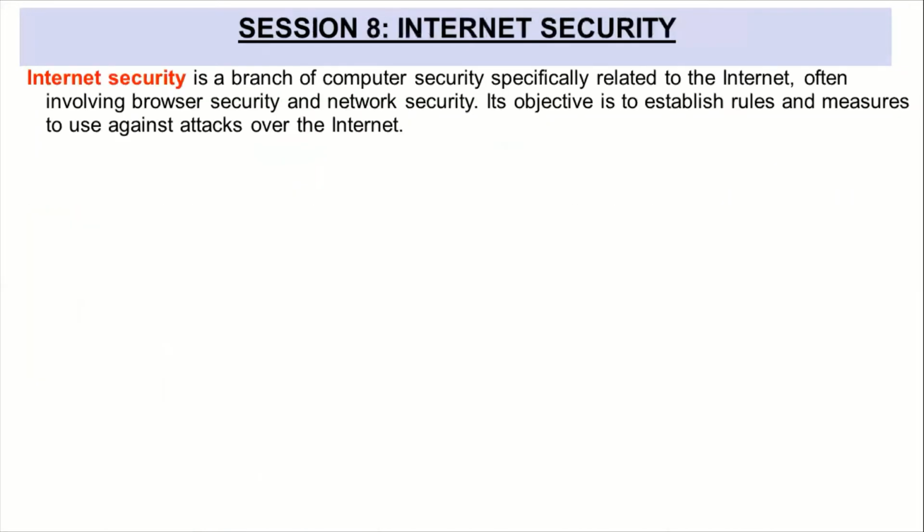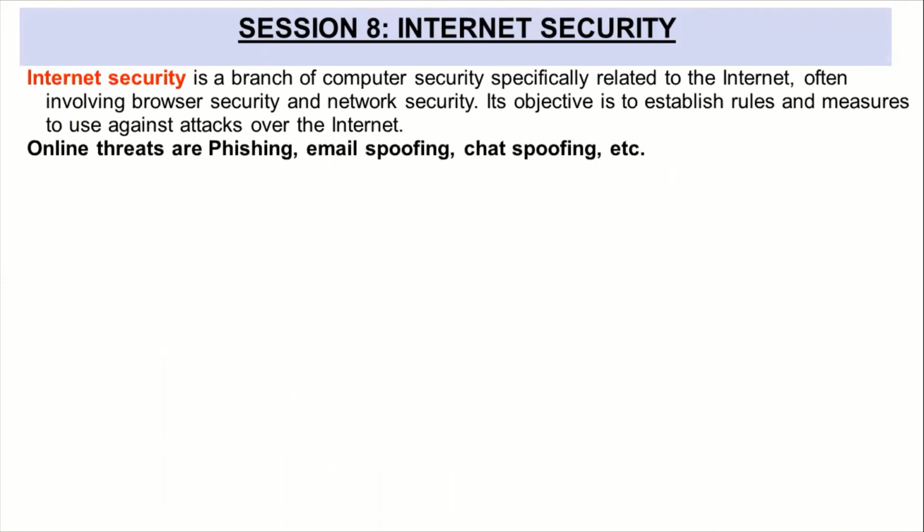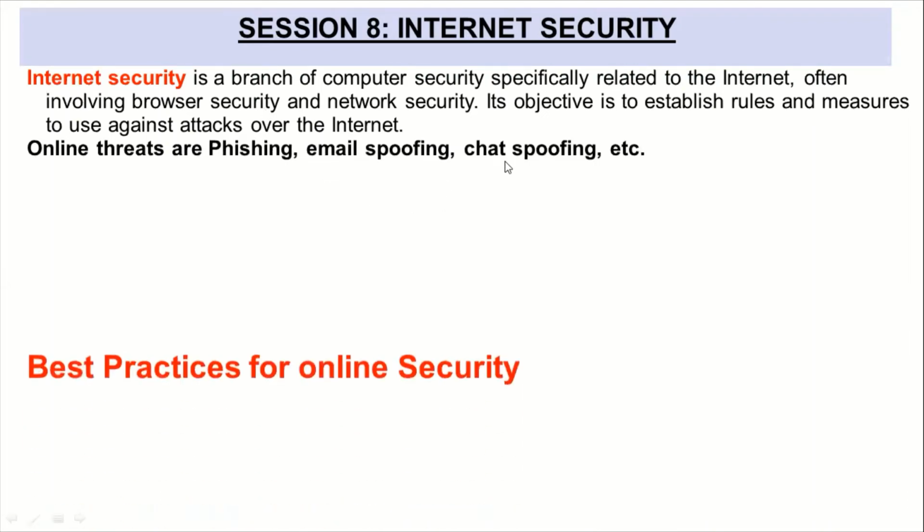Internet security. This is a branch of computer security specially related to the internet, often involving browsing security, browser security, and network security. Its objective is to establish rules and measures to use against attacks over the internet. So there are certain issues regarding internet security. There are various online threats like phishing, email spoofing, chat spoofing.